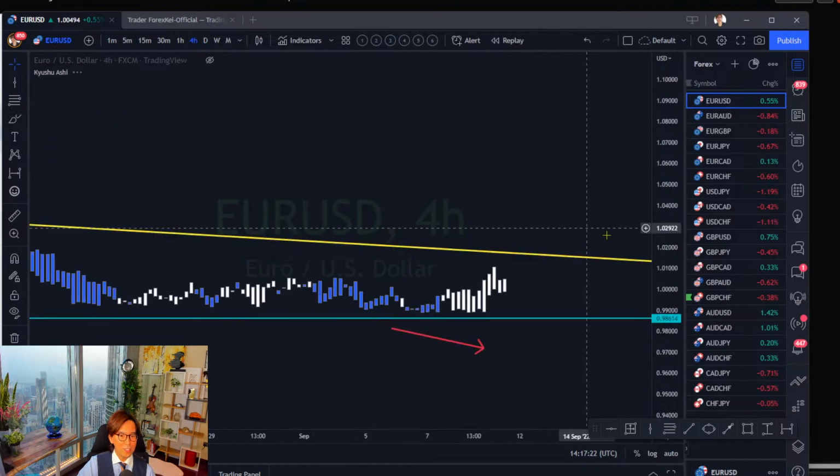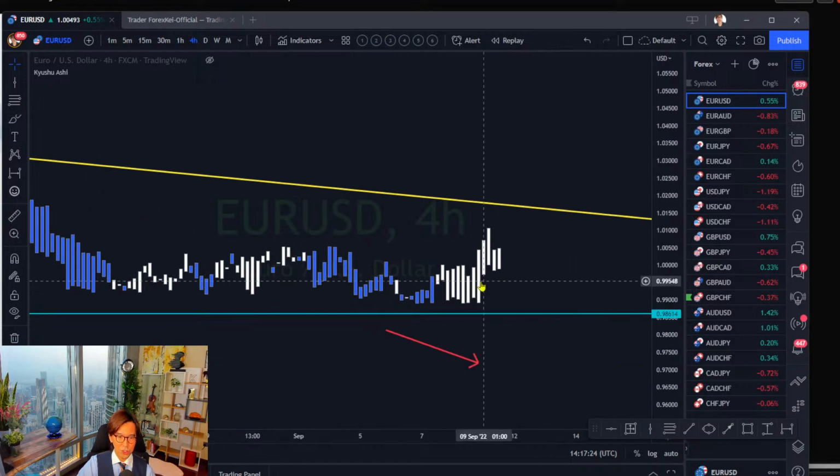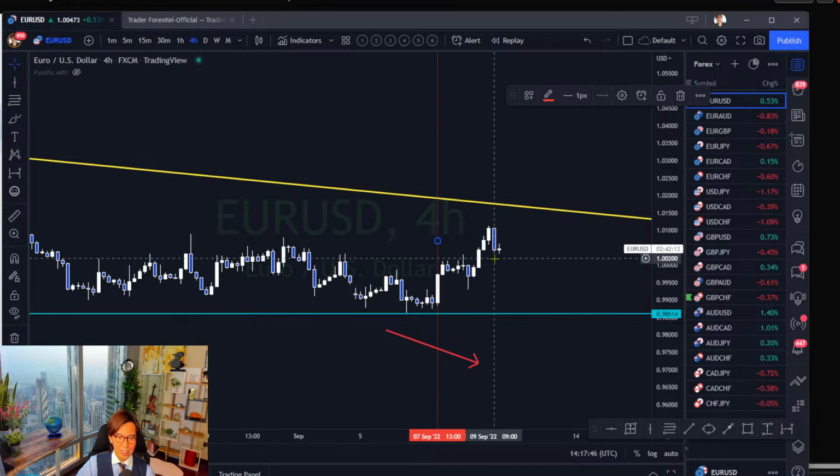If you go down to the 4-hour time frame, Kyushu Ashi has been showing bullish since 1 p.m. on the 7th of September. So let me mark this one. Let me put the vertical line on this, and then let me switch back to the candlesticks and see how it looks. So candlestick looks like this. You see? When you see this single bullish candlestick, you will never know if this will be bullish or not. But Kyushu Ashi shows it turned to bullish Kyushu Ashi.